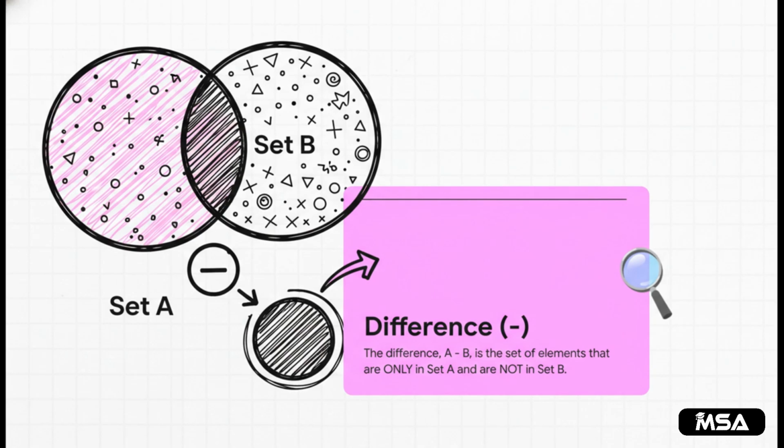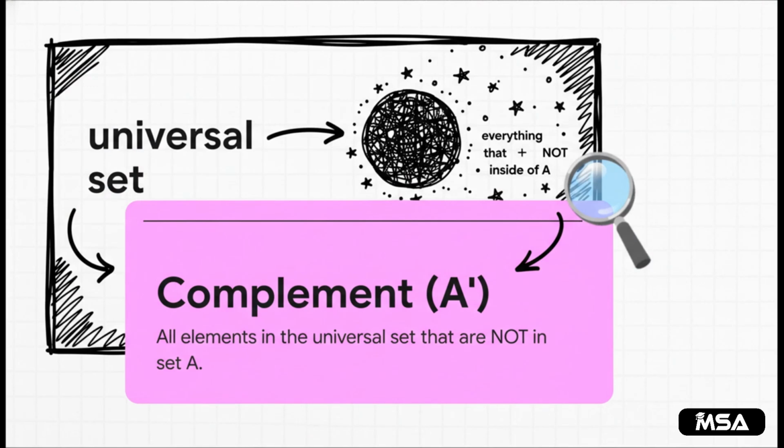set B. And finally, we have the complement. Now this one's a little different. It all depends on this idea of a universal set, which is just a fancy way of saying everything we are currently considering. So, for example, if our universe is all whole numbers and set A is just the even numbers, then the complement of A would be all the odd numbers. It's just everything else that is not in your set.